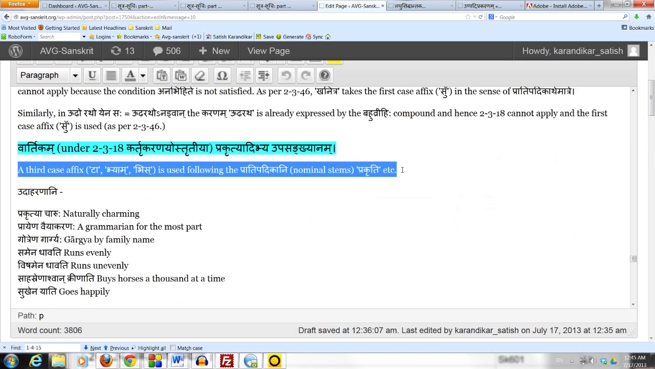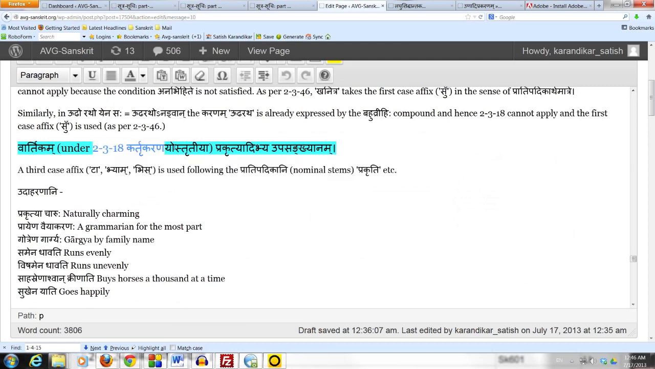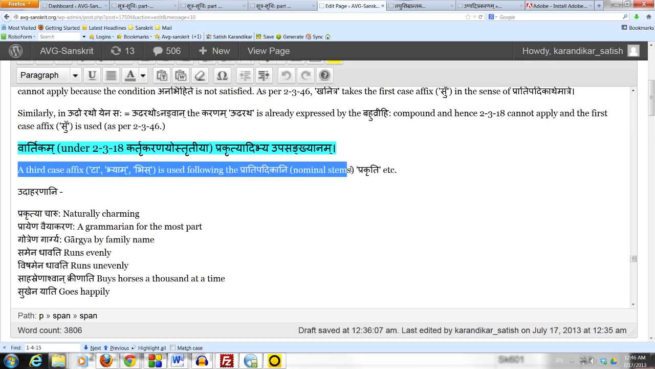A Vartikam should always be interpreted in the context of the Sutram under which the Vartikam is mentioned in the Mahabhashyam. 2318 prescribes a third case affix. This Vartikam also is in the context of prescribing a third case affix. So that is how the meaning of the Vartikam becomes: a third case affix is used following the Pratipadikani, nominal stems, prakriti etc.